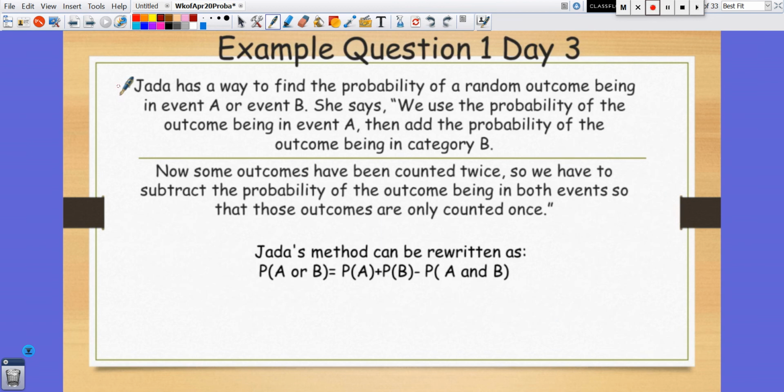So we have this situation, and I'm just going to read it, and there are some key things we need to remember so we can answer the questions. It says Jada has a way to find a probability of a random outcome being in event A or event B. She says we use the probability of the outcome being in event A and then add the probability of the outcome being in category B. Now, some outcomes have been counted twice, so we have to subtract the probability of the outcome being in both events so that those outcomes are only counted once. And here's that addition rule. That's what we just wrote. And you can put the union symbol here, the intersection there if you want to.